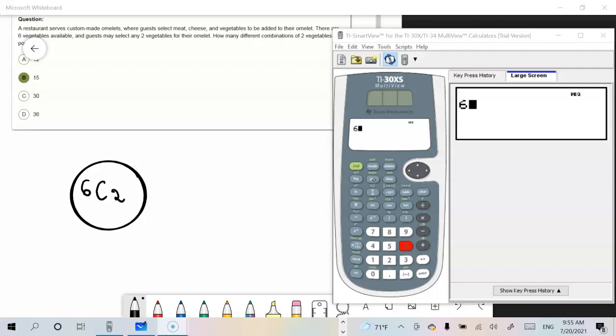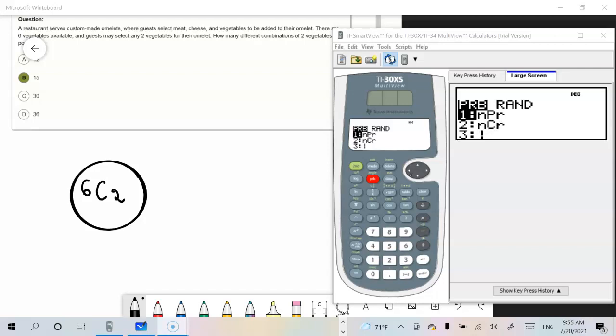So we are going to hit that key, and we are going to see 3 options. The first option is for permutation. We are not doing that in this exercise. The second option is combinations. So that's the option we want to use because we need to combine these objects.